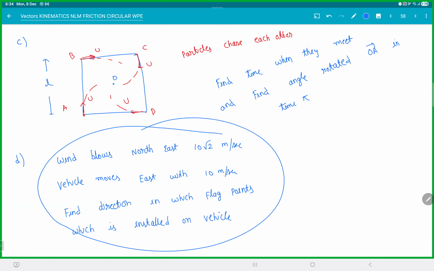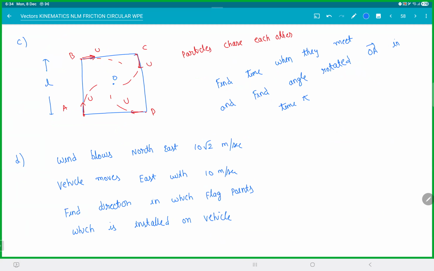What about the second one? The wind is blowing northeast, vehicle moves east. There is a flag on top of the vehicle. Find in which direction the flag points. These are another important type of question, flag questions.